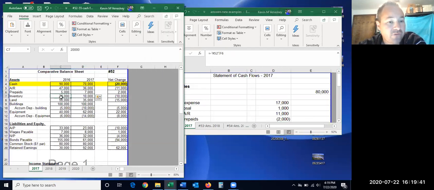Then our last one, inventory. Inventory is just like any other current asset. When inventory goes down, that means I expensed out some of that inventory as cost of goods sold, but I never replaced it. My inventory went down, and so I didn't spend the extra money to replace it.